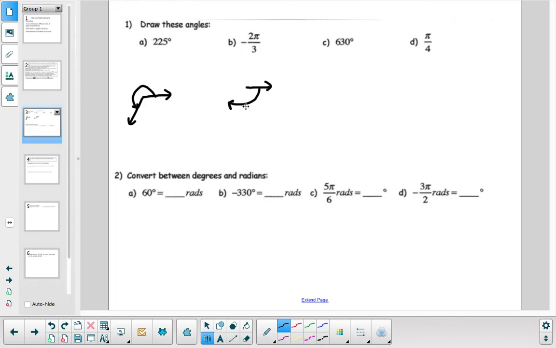So this would be pi over 2. This would be pi. So somewhere in between, it doesn't have to be perfect. Should be 2 pi over 3. This is probably a little off. Probably should be closer to that. But that's just because this should be 2/3 of this straight line.